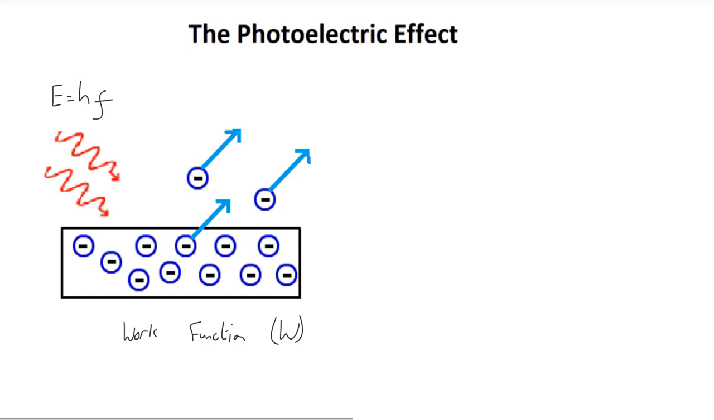Therefore, before the interaction, the energy was purely in the wave, it was purely this hf. And after the interaction, some of that energy went into the work function, and the rest of that energy went into the electron's kinetic energy. Therefore, according to conservation of energy, that is, the energy before is equal to the energy after, we have that hf is equal to the work function capital W plus the electron's kinetic energy capital K.